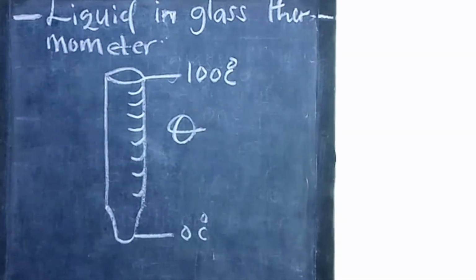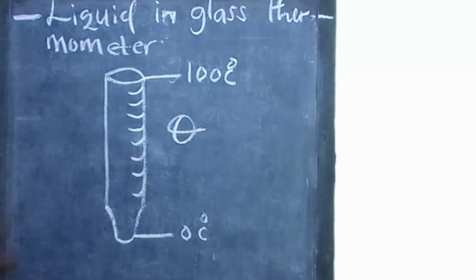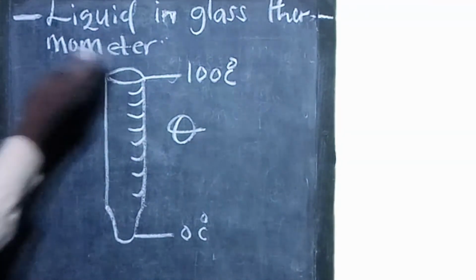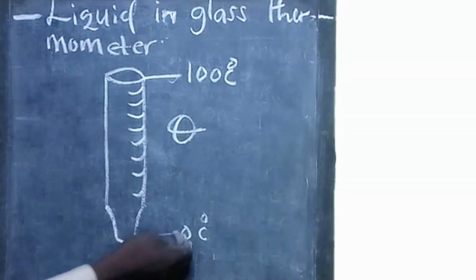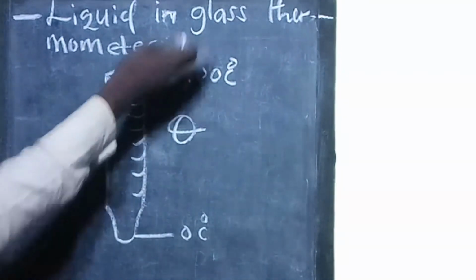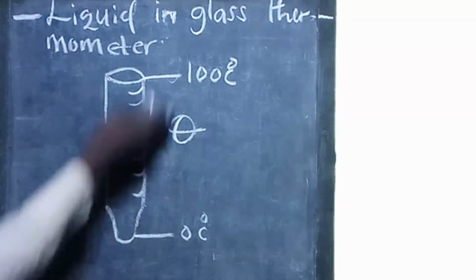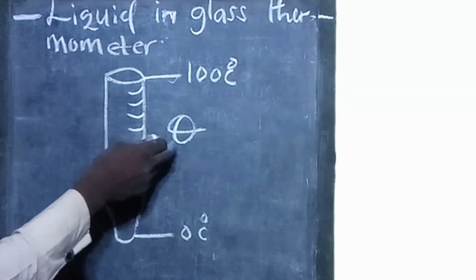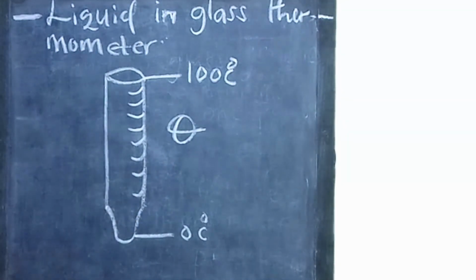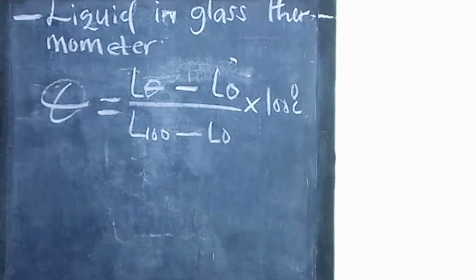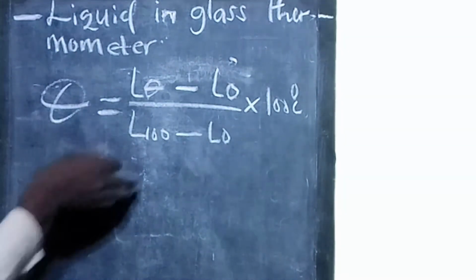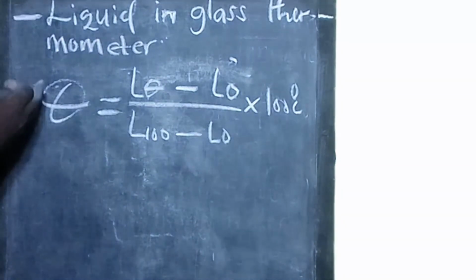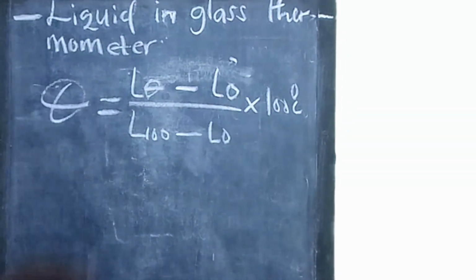So this is the liquid in glass thermometer. It has two fixed points, the lower and the upper, where the lower is 0 degree and the upper is 100 degree. And this is theta, the temperature somewhere around here that you are measuring. So this is the formula for calculating, for working an example under liquid in glass.